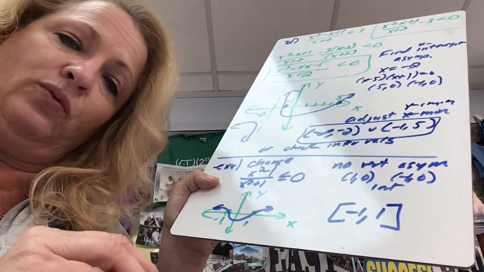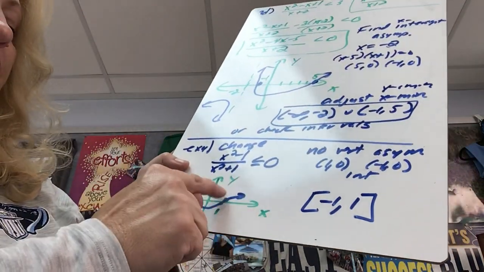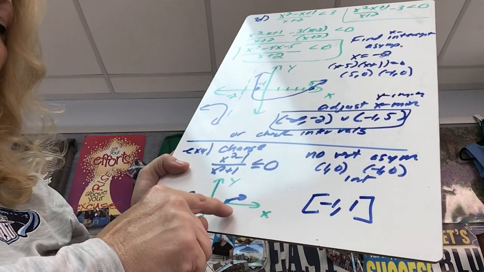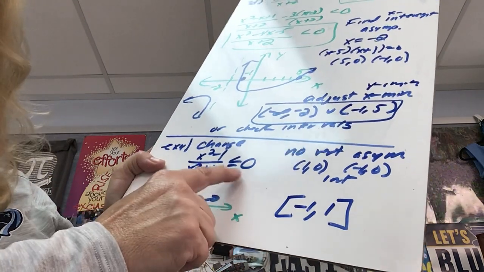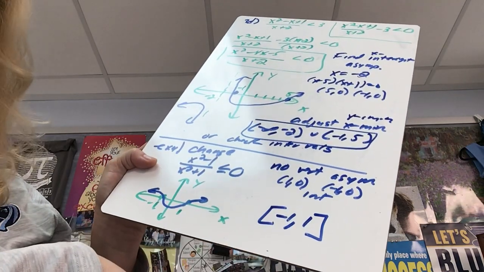So again, if you want to stop this, put it on your calculator to see. Not a surprise, we do get a continuous function, and now I read my graph. Where is this below or equal to 0? Everything between -1 and 1, including 1.